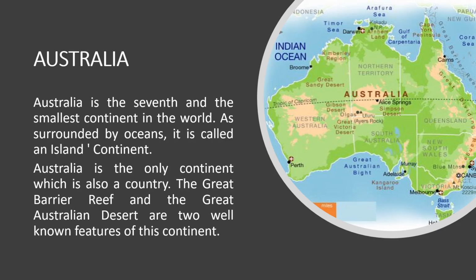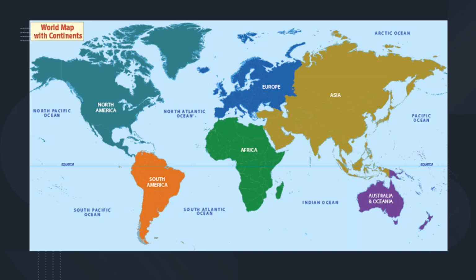And the last continent, Australia, the smallest and the seventh continent in the world. It is surrounded by oceans and it is also called the island continent. When you look at the map, you will see that Australia is surrounded from all four sides by water. And we know that if something is surrounded from all four sides by water, that landmass is called an island. So because Australia is surrounded by water from all four sides, it is called the island continent. Look at the picture. See in the picture that Australia is all around surrounded by oceans. So because it is surrounded by oceans and water from all four sides, it looks like an island. So it is also called an island continent.